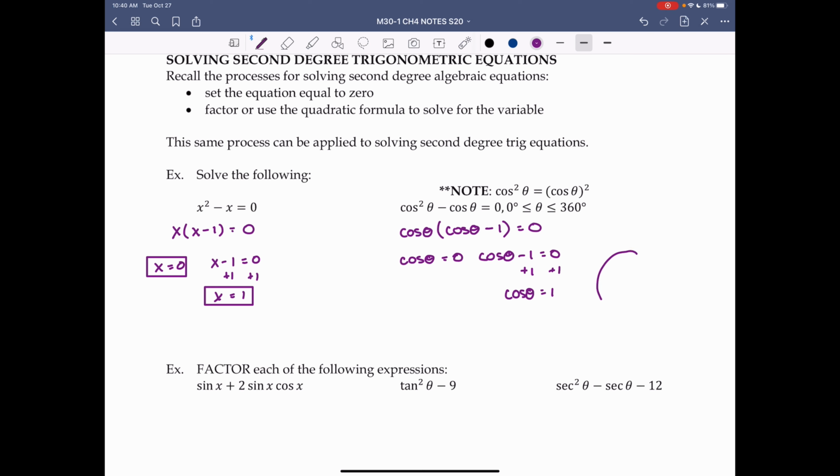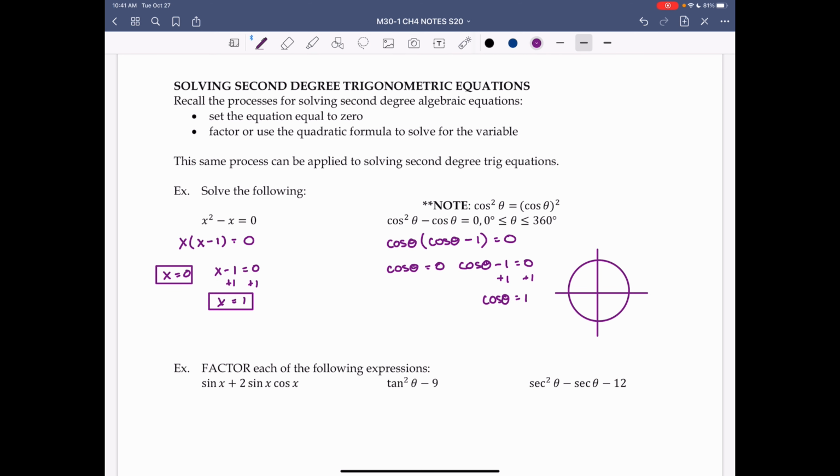Let's draw our unit circle. Recall that for the unit circle, cos theta is the x value. So we have cos theta equals 0, which means on the unit circle, we are looking for when x equals 0, and cos theta equals 1. So on the unit circle, when x equals 1. When does x equal 0 on the unit circle?